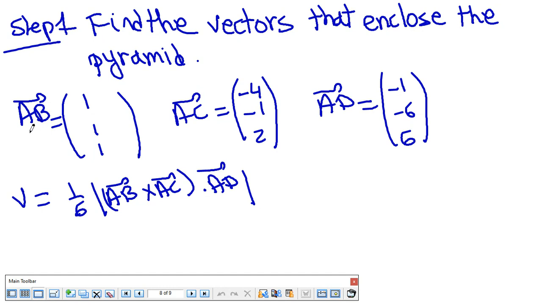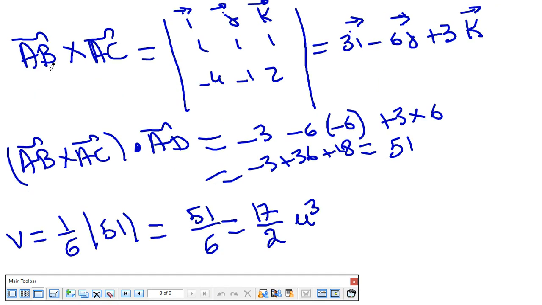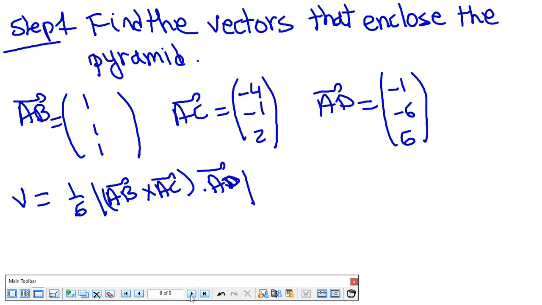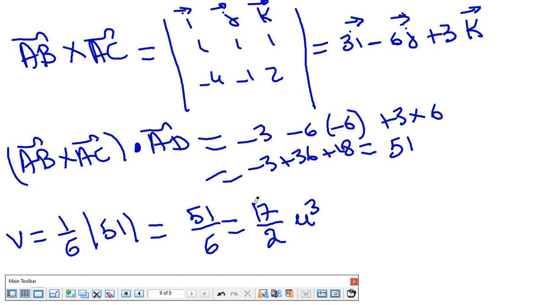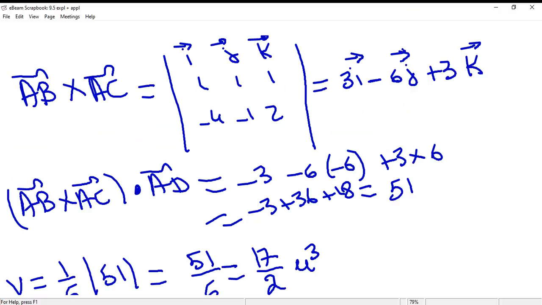You know the formulas for the coordinates: AB is x of B minus x of A. Those are the coordinates of the vectors. Then to find the volume, I need 1 over 6 the magnitude of AB vector AC dot AD. I will do AB vector AC first, which gives me this answer. Then I do the dot product between AB vector AC and AD, and the answer is 51. So the volume of this triangular pyramid is 51 over 6, which means 17 over 2 unit cubed. That's it for this lesson. We'll do more applications in class.